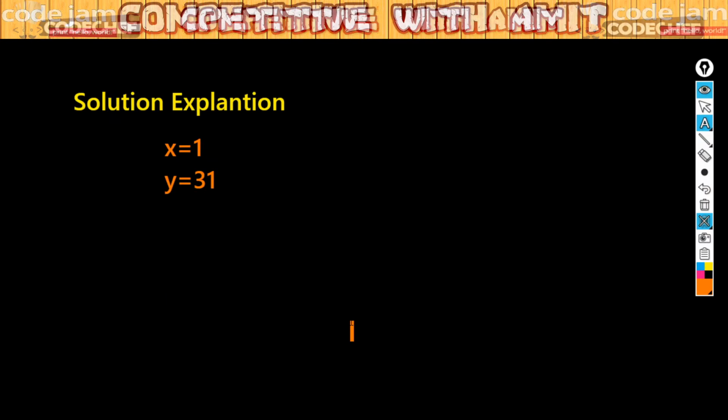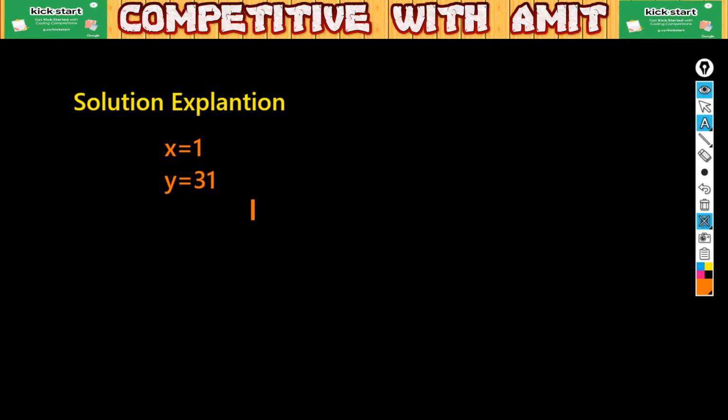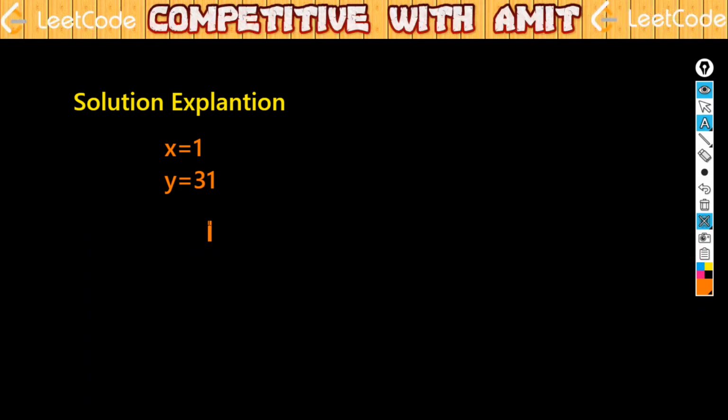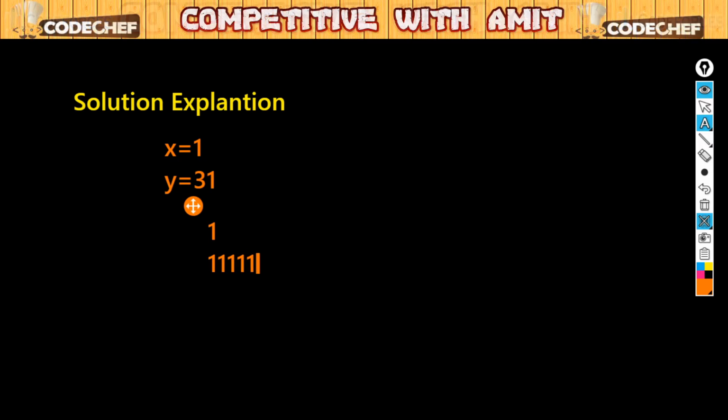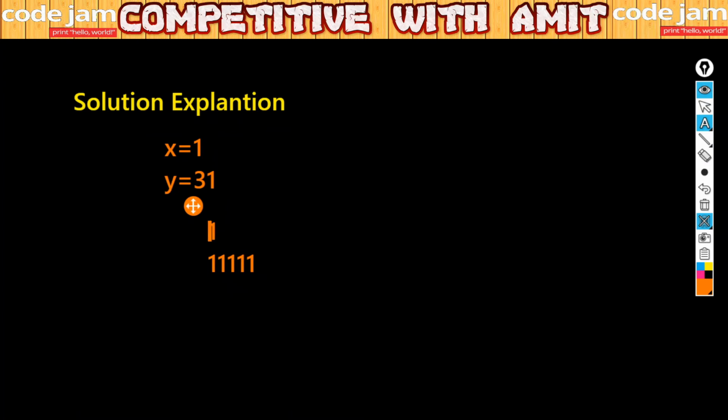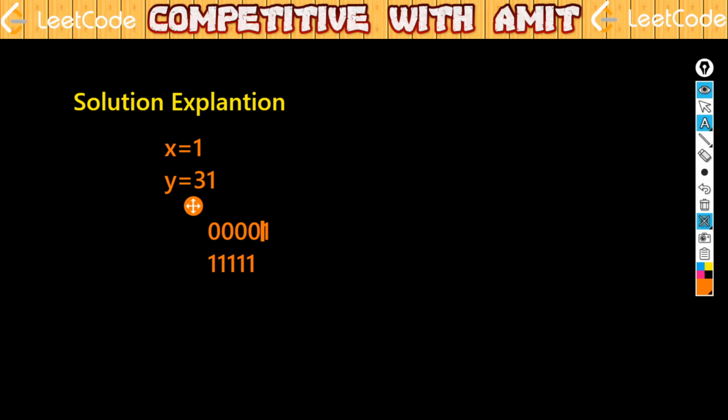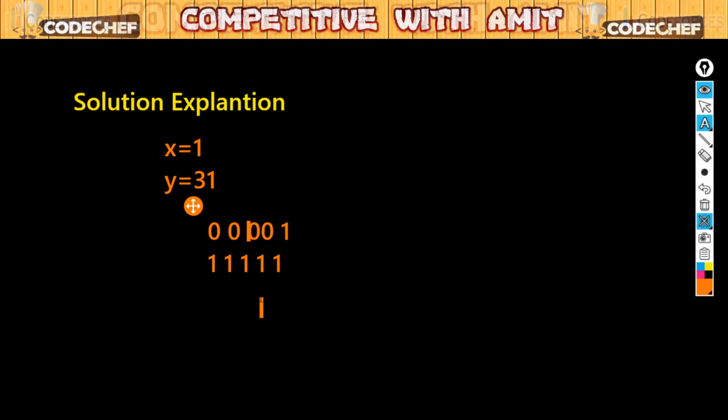Now, to understand the solution and approach, we will take x equals 1 and y equals 31. In the first step, we have to convert them into their binary representation. The binary representation of 1 is 1, and the binary representation of 31 is 1 1 1 1 1, five ones. To make x comparable to this, we will add zeros at the beginning. So this will be the binary representation of 1 and 31.